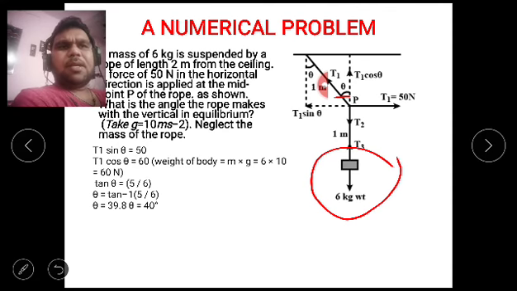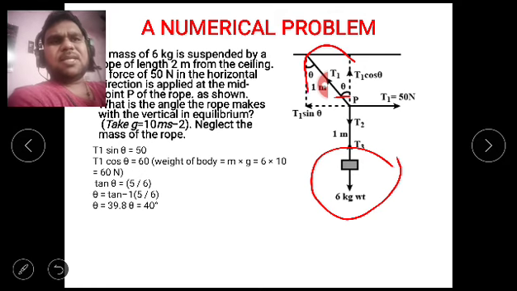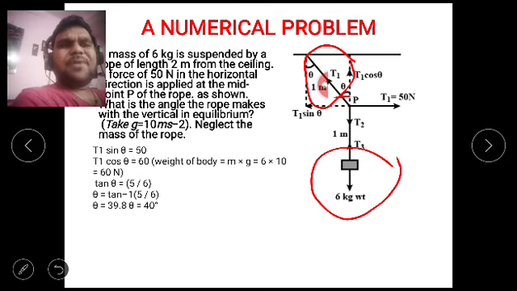We know that there will be a force known as tension in the rope. So T1 is the tension in the rope, and we are resolving T1 into 2 components. We know that the rope is making an angle with the vertical in equilibrium, so T1 will be resolved into one vertical component and one horizontal component. The horizontal component will be equal to T1 sin theta and the vertical component will be equal to T1 cos theta.